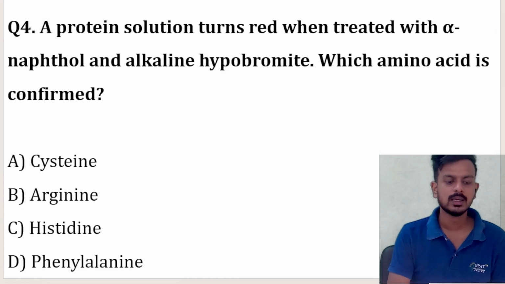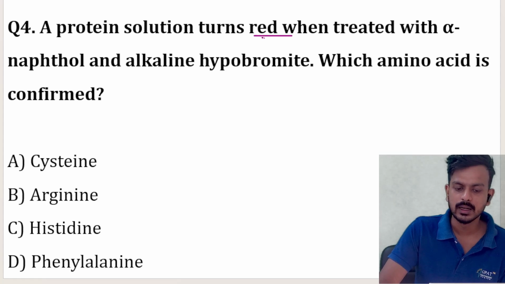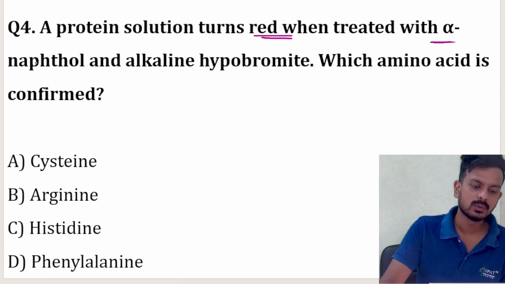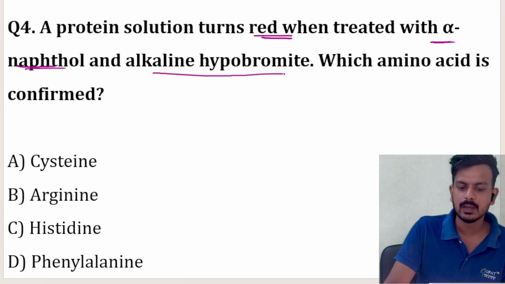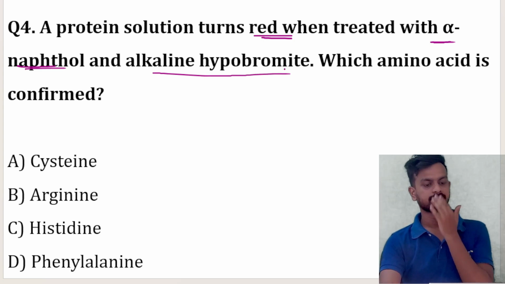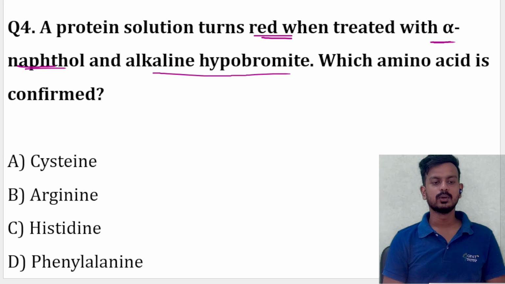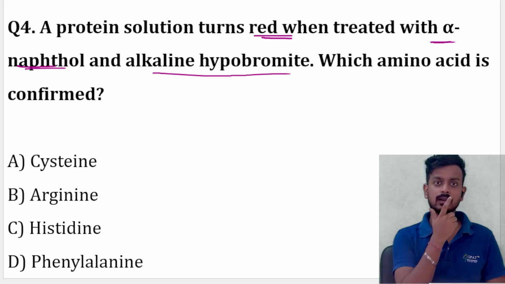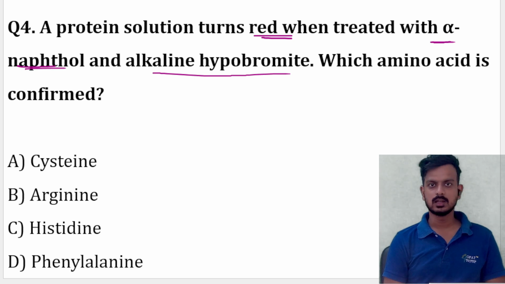Now moving to the next question. A protein solution turns red when treated with alpha naphthol and alkaline hypobromite. Which test is it? Very easy question. Which amino acid does it confirm? Please remember in which cases we see alpha naphthol and alkaline hypobromite react and give a red color. First identify the test name, then you will easily answer the amino acid.